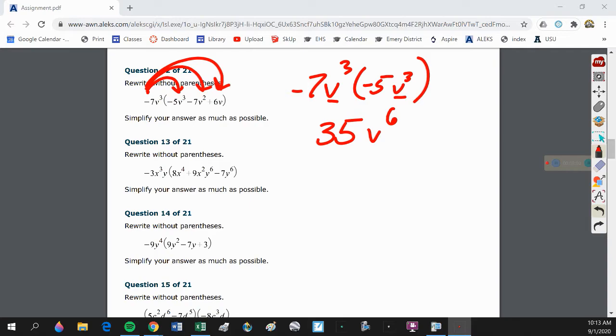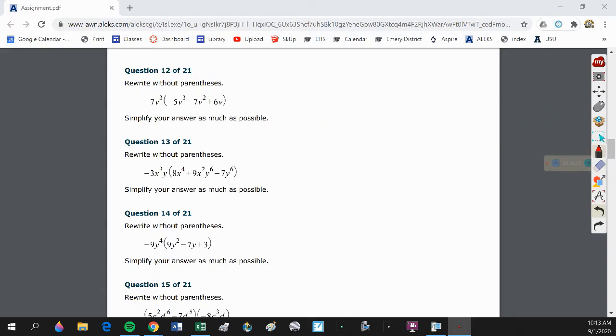So that's the first one. And then the next one, this one right here, negative 7 times negative 7 is 49. And v to the third times v squared is v to the fifth. Negative 7 times 6 is negative 42. V to the fourth. Is everybody okay with that? Yeah? All right. What if we make it a little bit more complicated?